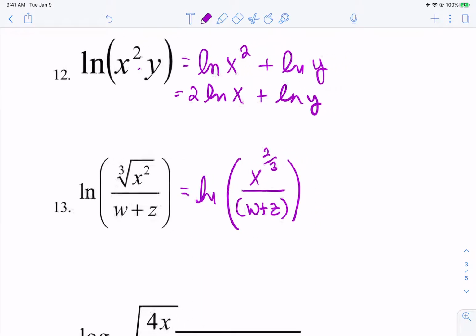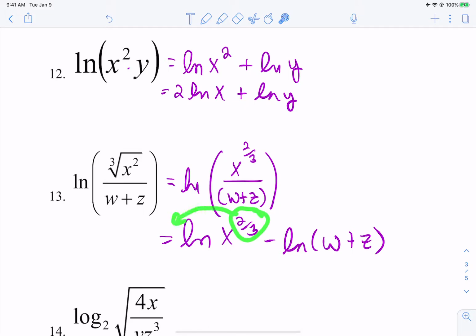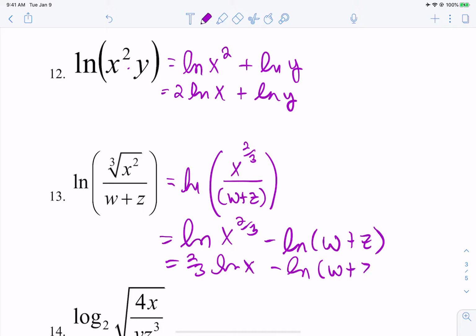So remember, it is the natural log of the top minus the natural log of the bottom. We can't do anything about that because we can't split up an addition or subtraction. But here, we can drop that 2/3 down in front for a final answer of 2/3 natural log of x minus the natural log of w plus z.